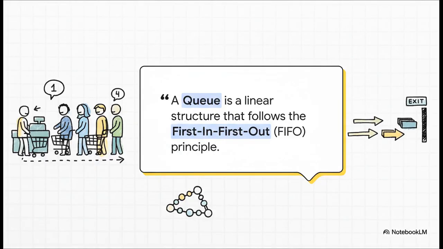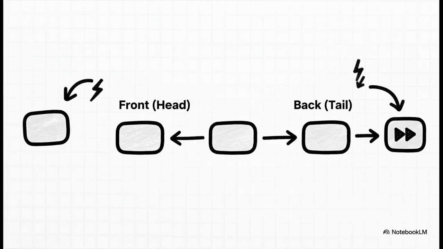Now let's switch gears to the queue. Think of a line at a checkout counter. The first person who gets in that line is the first person who gets to check out and leave. This is the first in, first out principle, or FIFO for short.